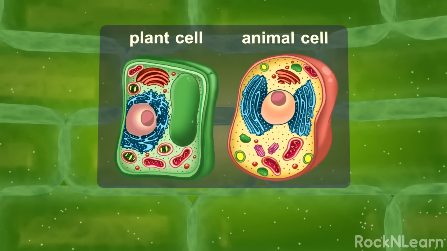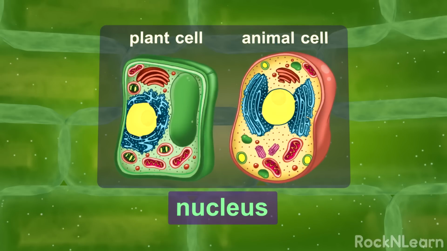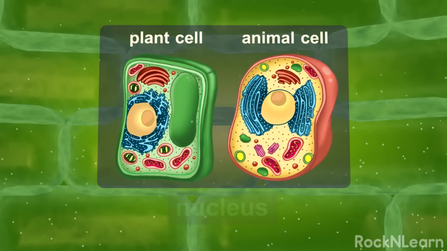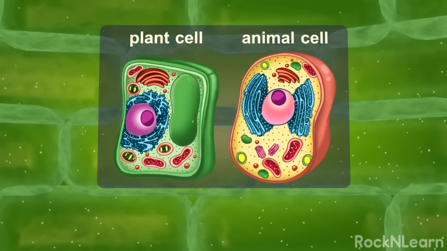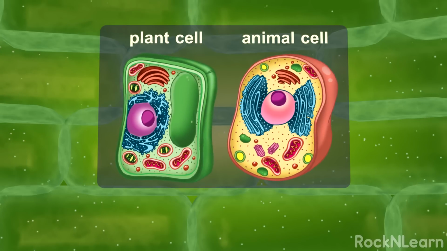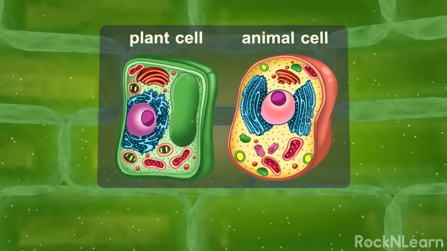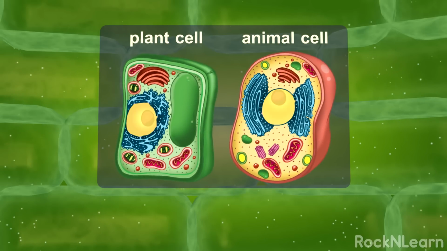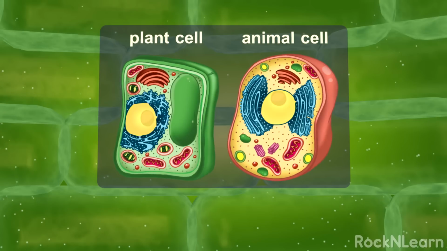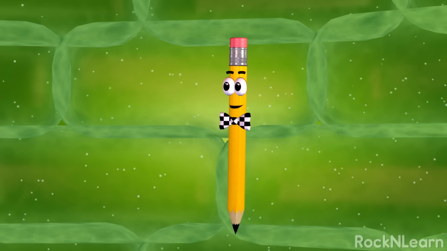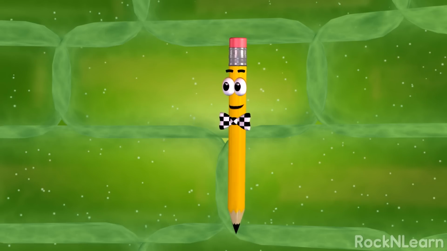Both of these cells have a nucleus, which is where all the genetic material is stored. This genetic material is made of molecules called DNA, or deoxyribonucleic acid. The nucleus contains all the information for running the cell and making new cells. The nucleus is kind of like the control center.